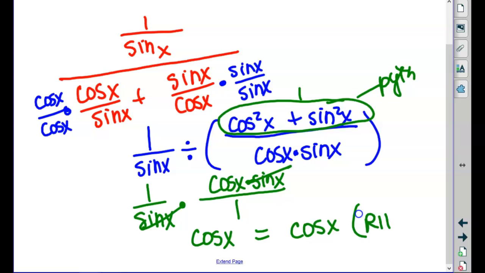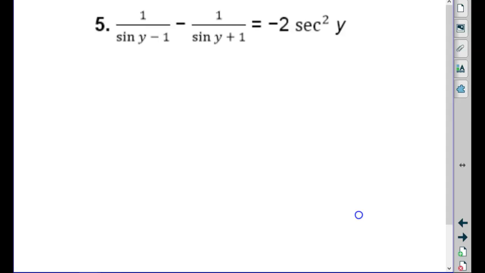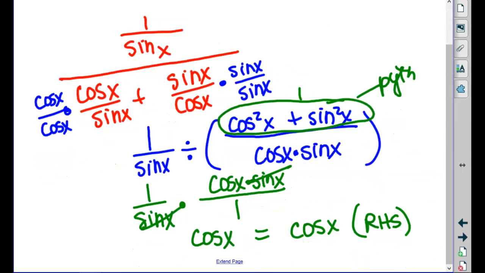Or the right-hand side. Later, when you look at your notes, you're going to go, what is LHS, RHS? It's just left-hand side or right-hand side. Everybody good? Did you get all that?